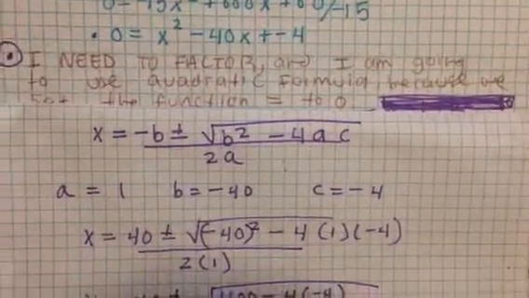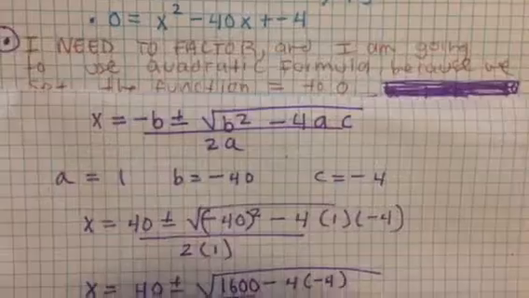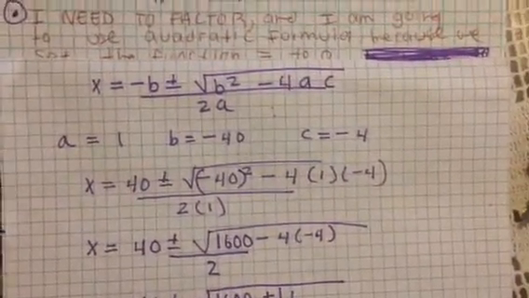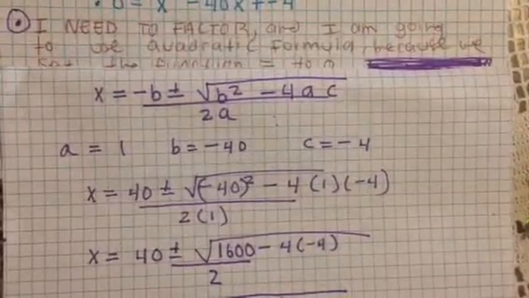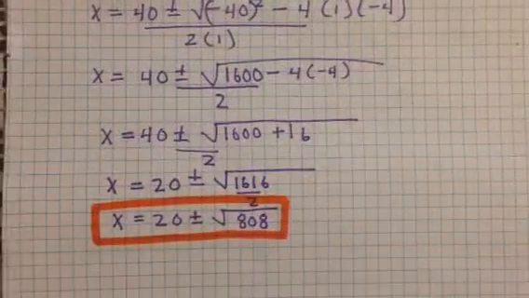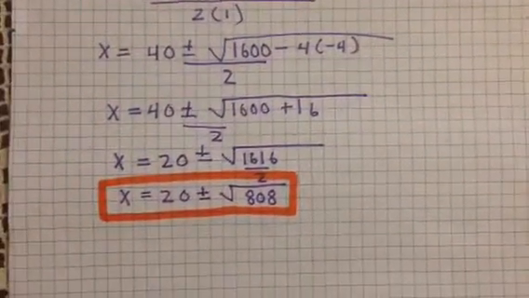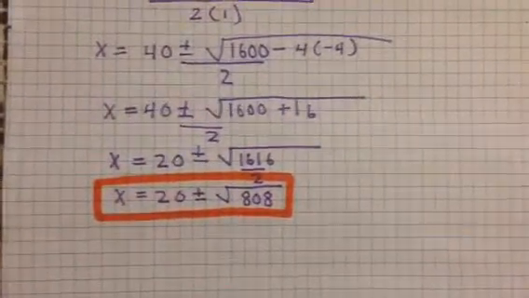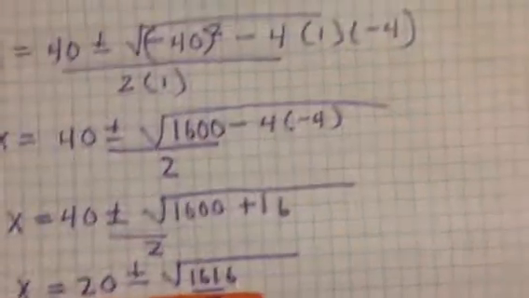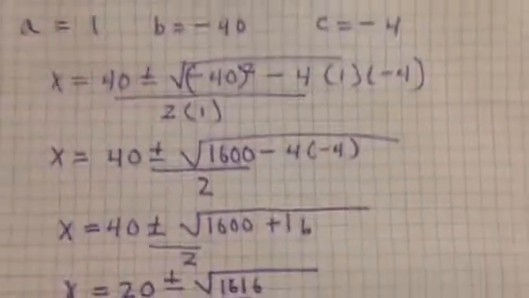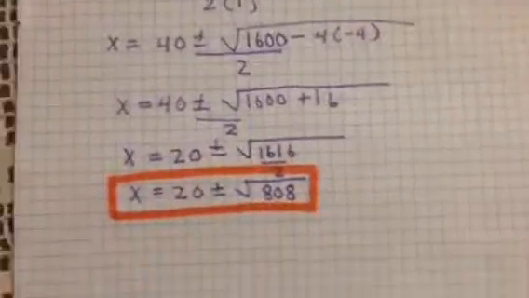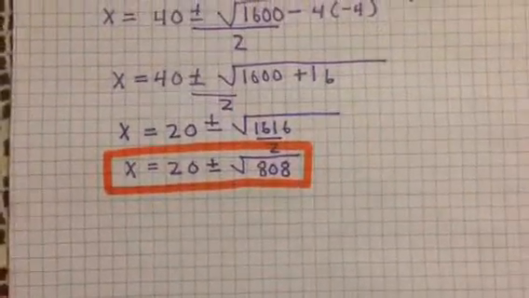Once I substitute a, b, and c into the equation, I get x equals 40 plus or minus square root of 1600 minus 4 times negative 4, over 2. And once I eventually keep distributing, I get x is equal to 20 plus or minus square root of 808. Please do not forget the plus or minus and do not switch the symbols, because that's where I made my mistake. So yeah, x is equal to 20 plus or minus square root of 808 is your answer.